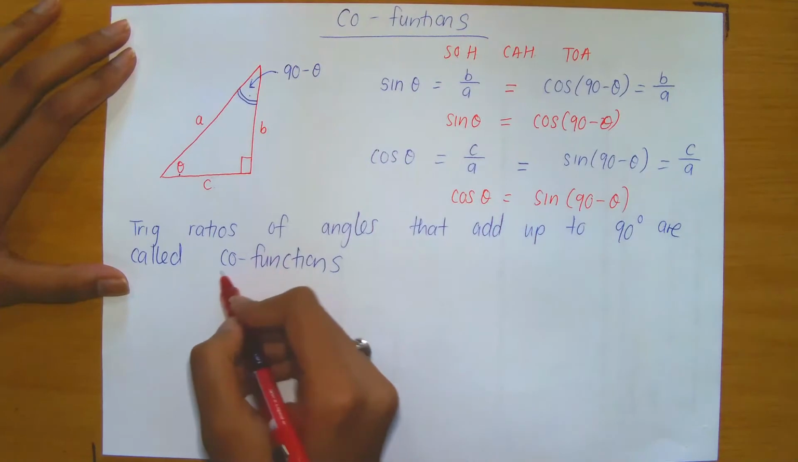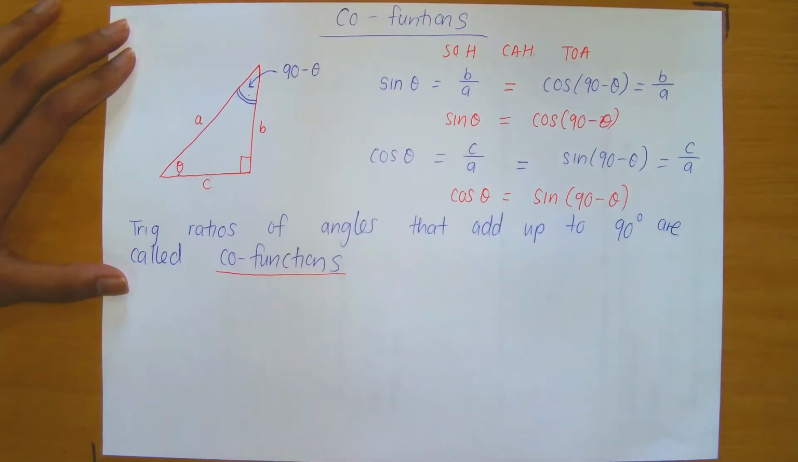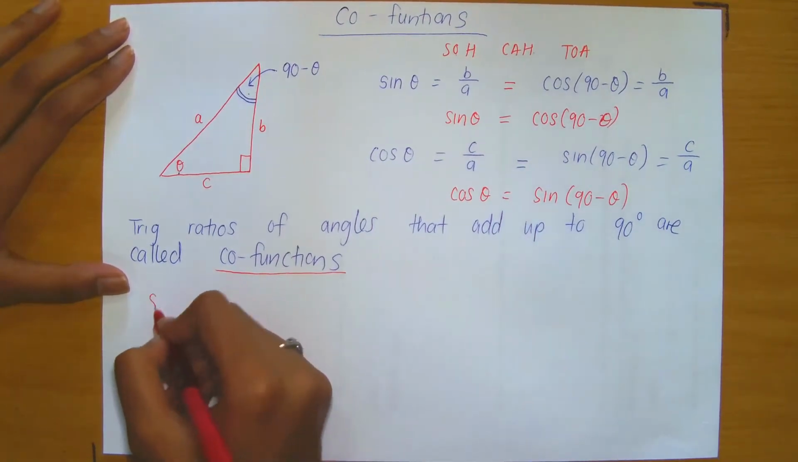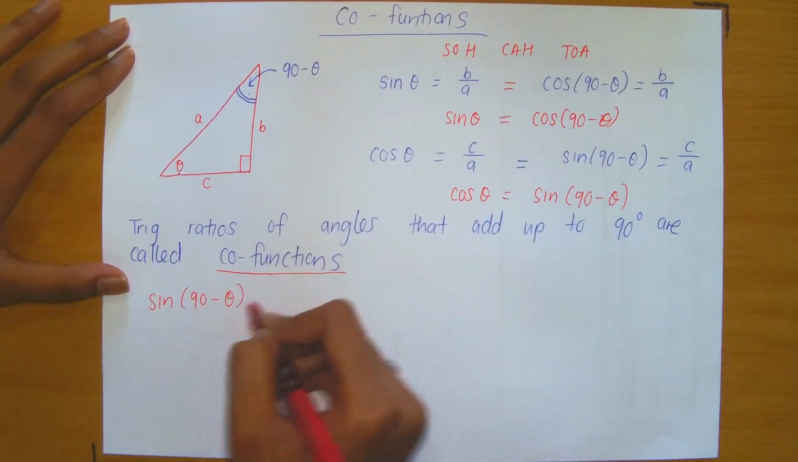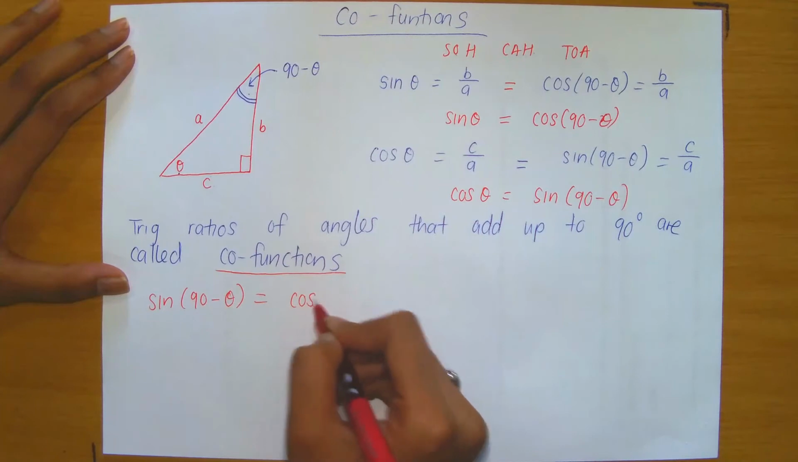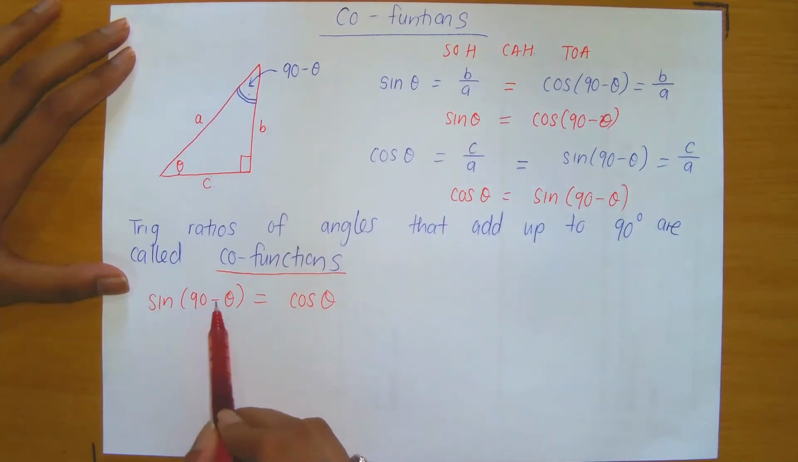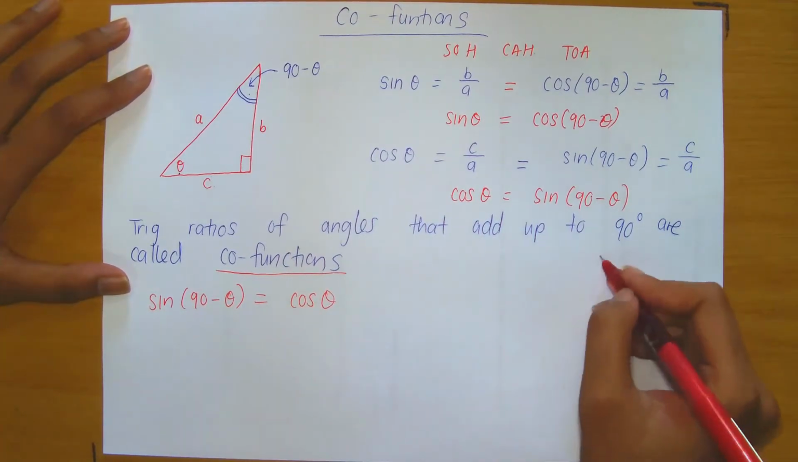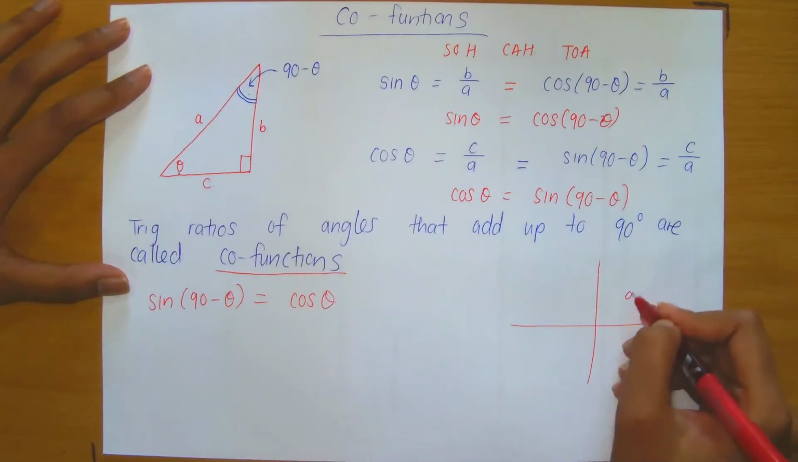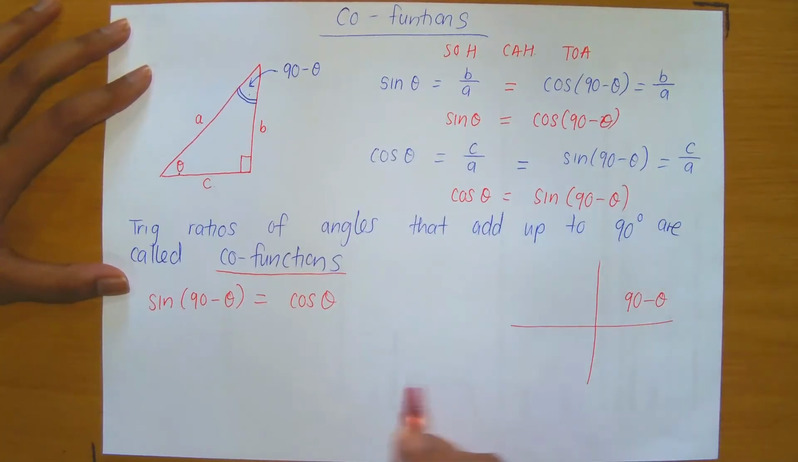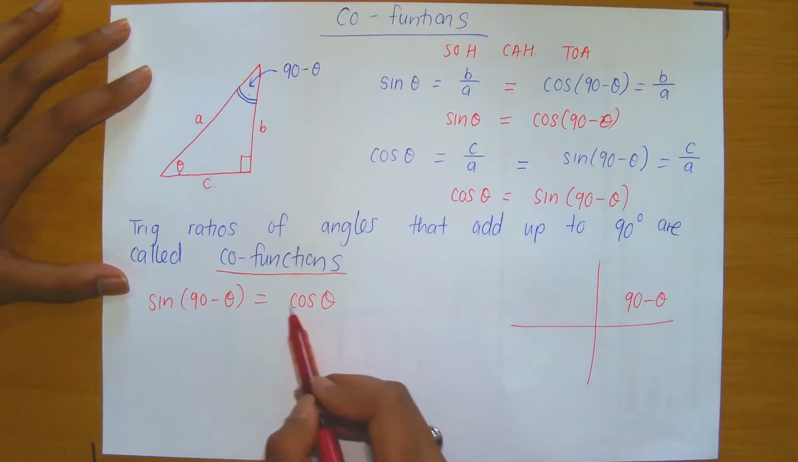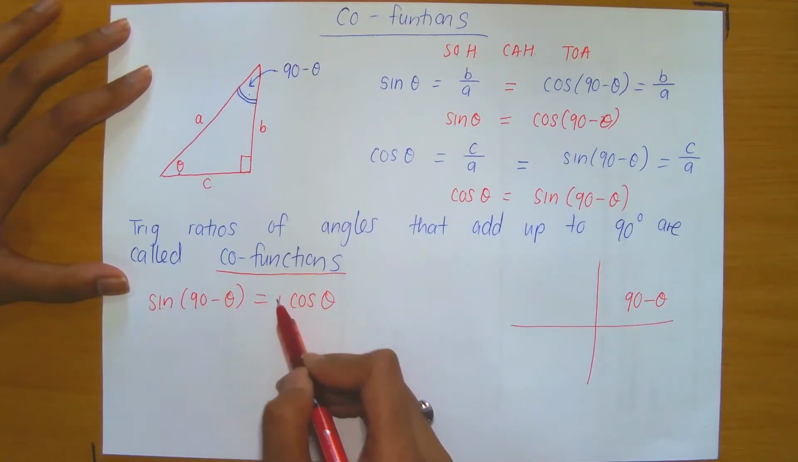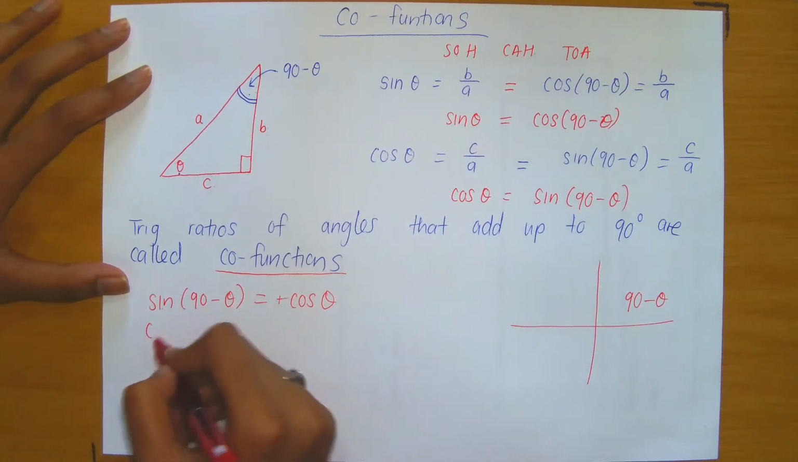Essentially what it does is it gives you sine in terms of cos or cos in terms of sine. So we have that sine of 90 minus theta is equal to cos of theta. And observe that 90 minus theta is in the first quadrant. Right, so we know that all trig ratios are positive in there. So sine is positive, so we will have a positive answer.